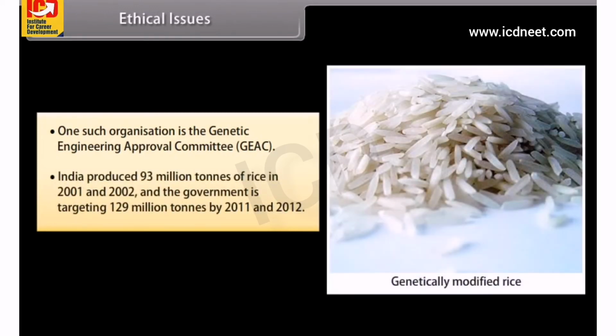India produced 93 million tons of rice in 2001 and 2002, and the government is targeting 129 million tons by 2011 and 2012.